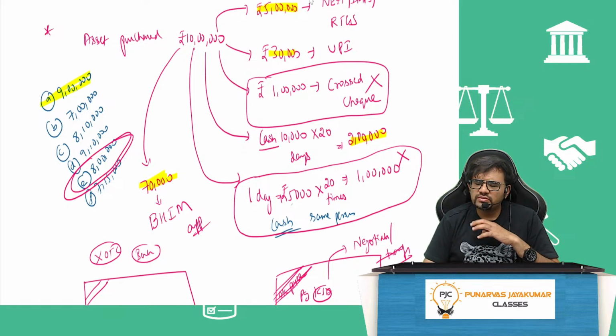5 lakh will be taken because NEFT, 30,000 UPI taken, Bheem payment taken. 10,000 rupees, you cannot exceed 10,000. Exactly 10,000 if you pay, allowed. For 20 days I pay 2 lakh, allowed, no problem.